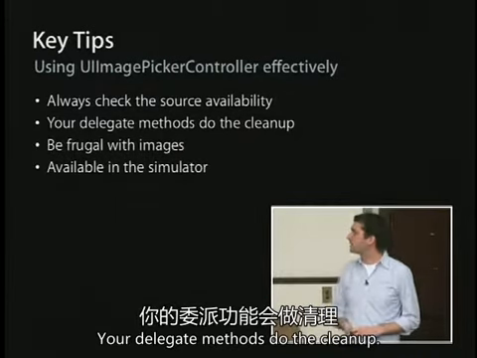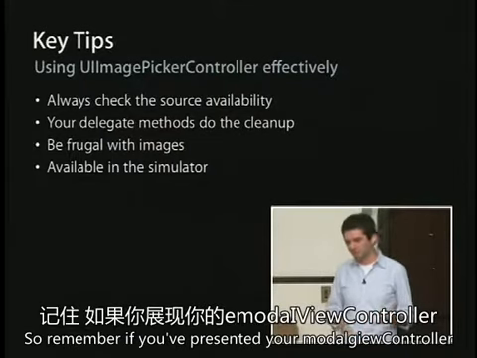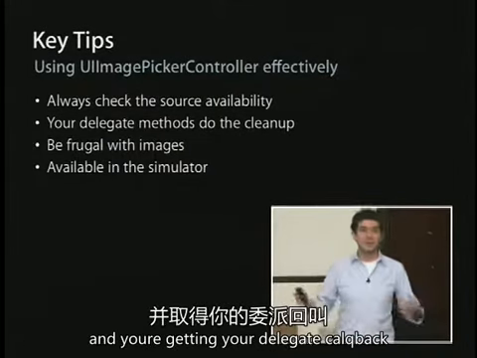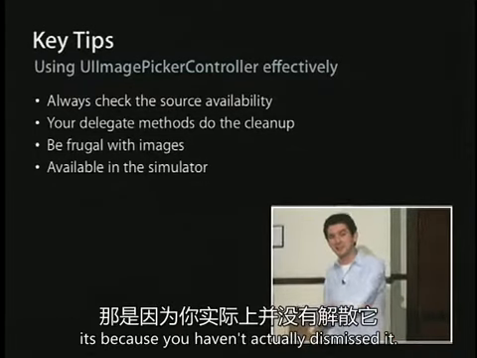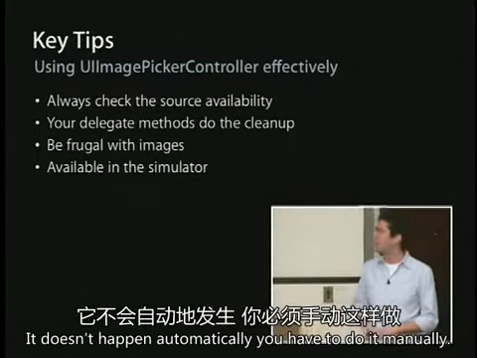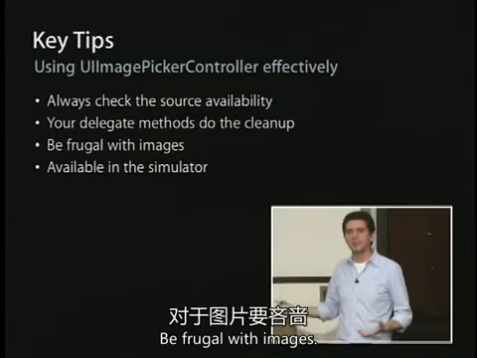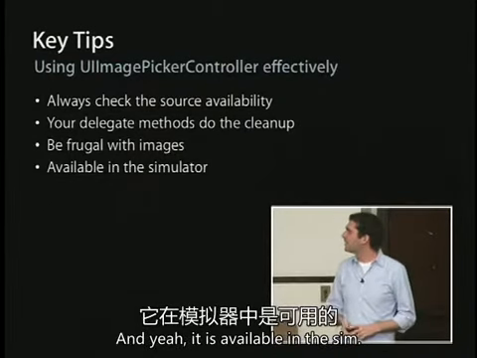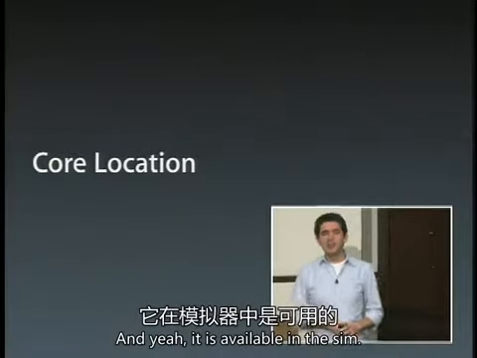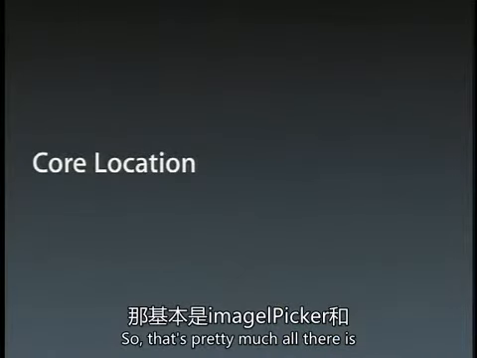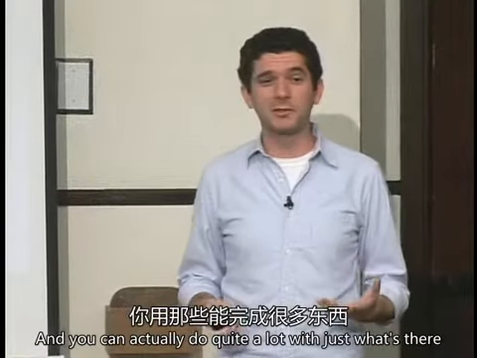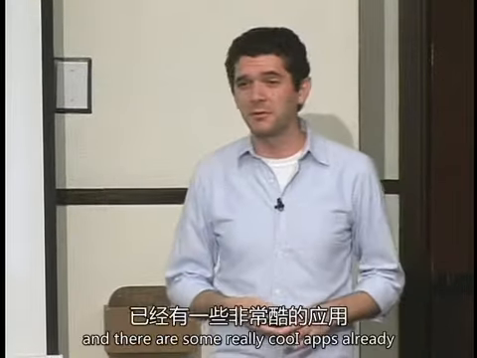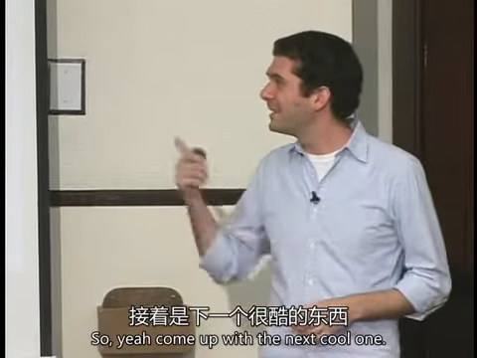Your delegate methods do the cleanup. So remember, if you've presented your modal view controller and you're getting your delegate callback, but your photo picker is not going away for some reason, it's because you haven't actually dismissed it. It doesn't happen automatically. You have to do it manually. Be frugal with images. Don't store too many in memory. And yeah, it is available in the sim. All right, so that's pretty much all there is to image picker and getting images. And you can actually do quite a lot with just what's there. It's pretty powerful. And there's some really cool apps already that are doing a lot of stuff. So come up with the next cool one.